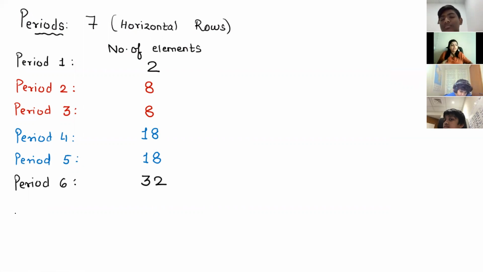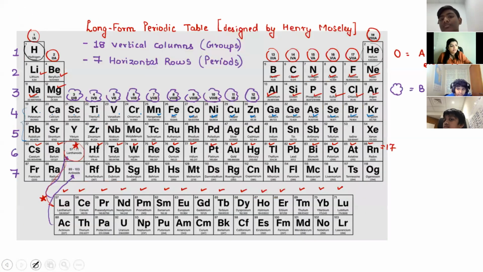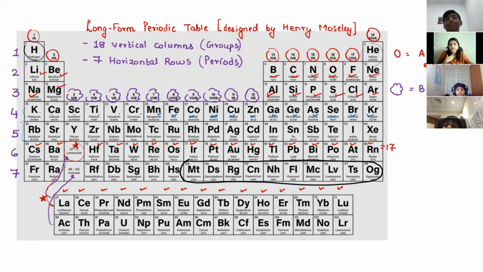Earlier, when I was of your grade, when I was in year 8, or maybe let's say in my 10th grade, there were only 108 elements in the periodic table. These elements, the ones I'm circling, were discovered later on. They were put into the periodic table recently. So when I was in school, my periodic table was only till here.